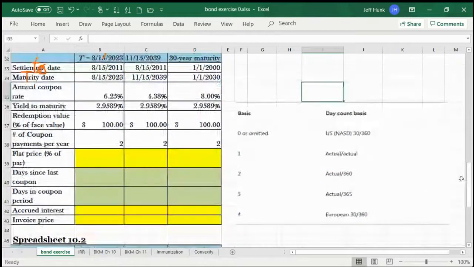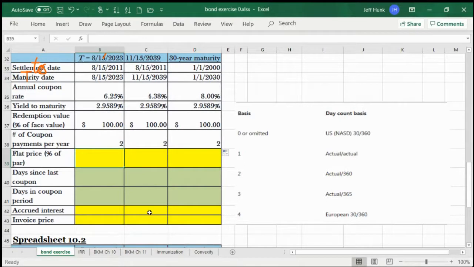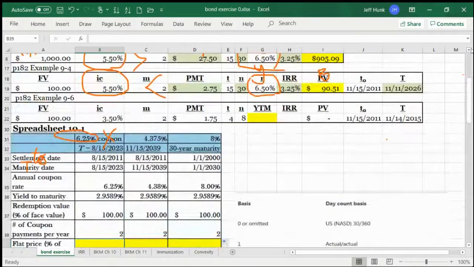And you might wonder, what's that in the box? I'm going to get to that later. Now, we'll find the flat price, which is the same thing as what we did there.